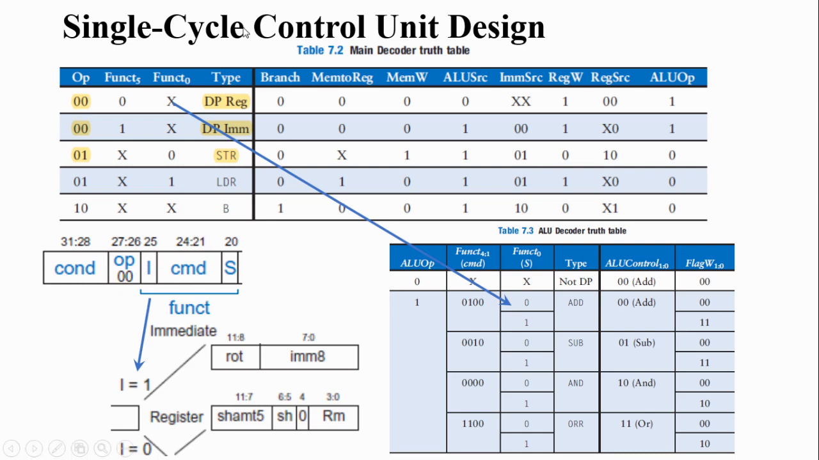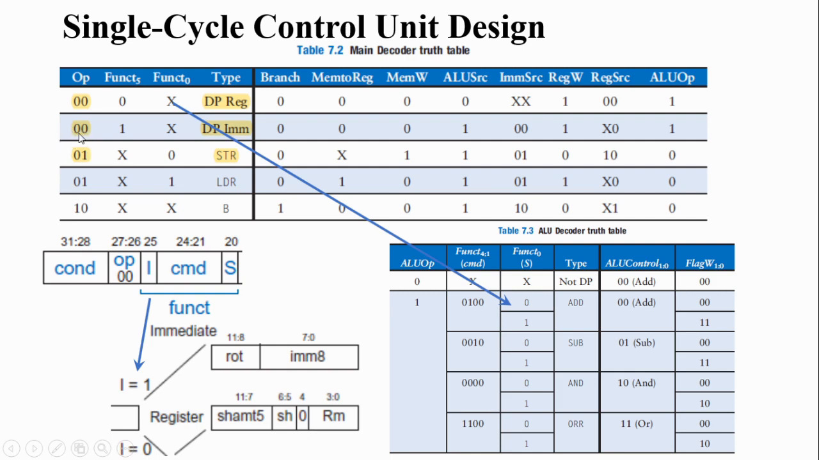Then if the opcode field is 00, what does it mean? If the opcode field is 00, the processor will identify that you are going to perform a data processing instruction with register addressing. So the following signals will be set. Branch will be 0, memory to register will be 0, memory write will be 0 because you are using data processing. Then ALU source will be 0, like that.